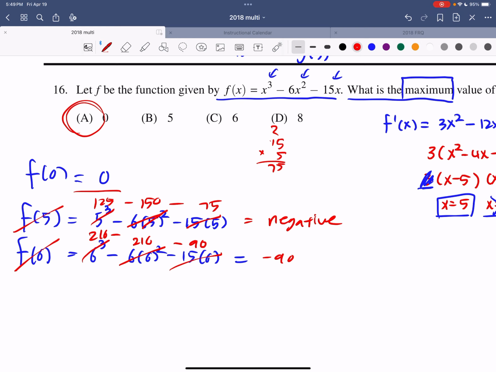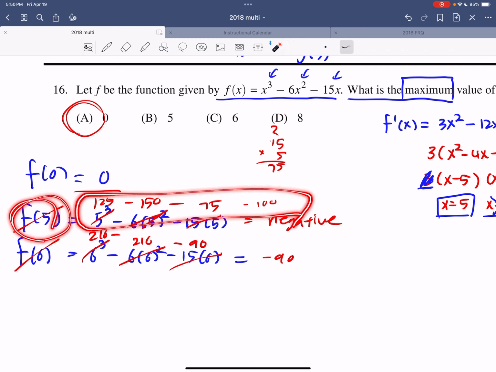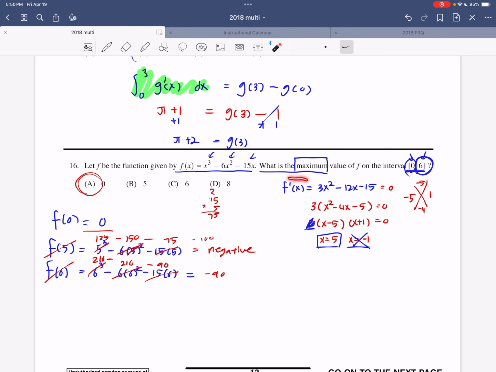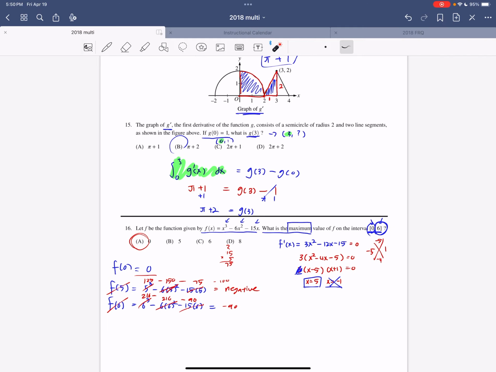If you calculate this one, it's going to be, I think, negative 100. So if the question was asking for the minimum, your answer is going to be this, because this one is the smallest number, okay? But we're asking for the maximum, so 0 is the highest out of these 3.